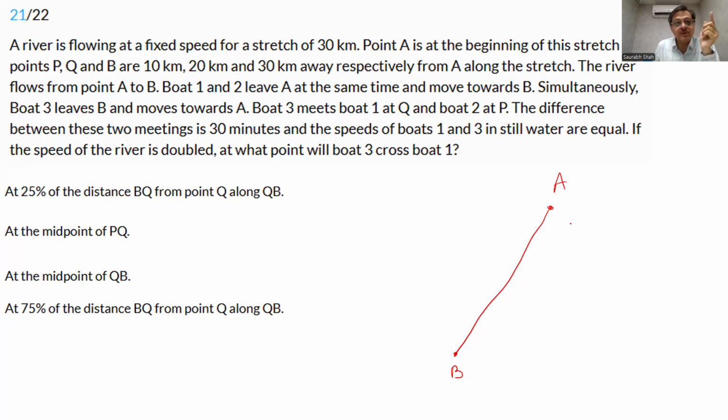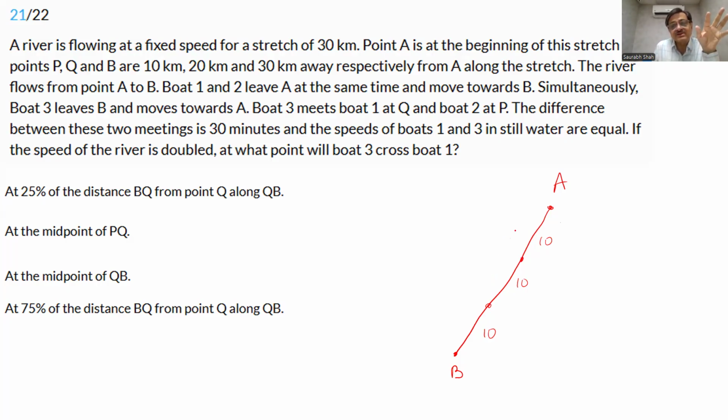The river flows from A to B, it is mentioned. So A is upstream, B is downstream. The points P, Q, and B are at a distance of 10, 20, 30. So ideally, I can say this is 10 kilometers, this is 10 kilometers, this is 10 kilometers. Progressive is the actual distance from A to P, A to Q, A to B. So it's 10, 10, 10.